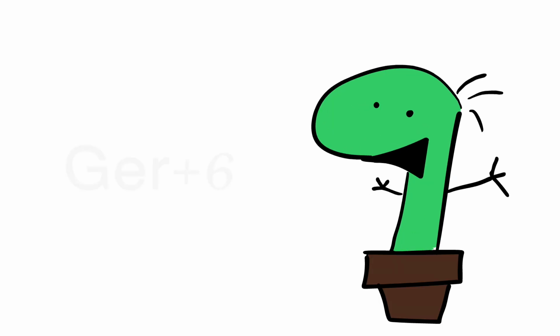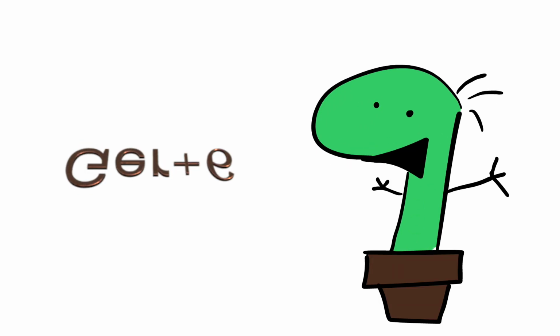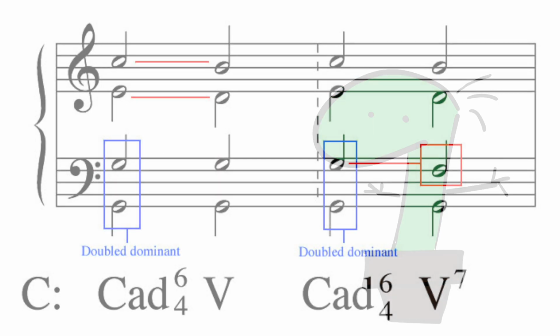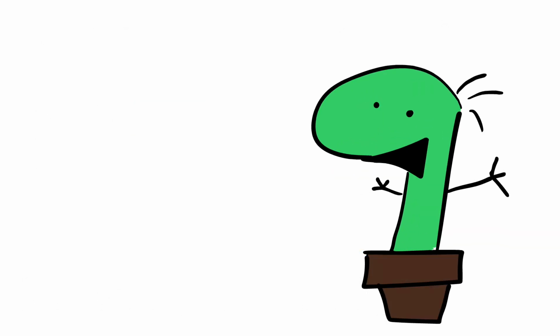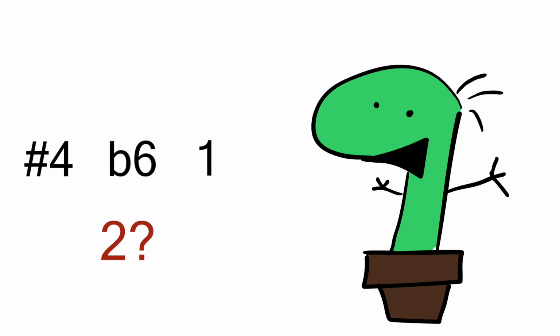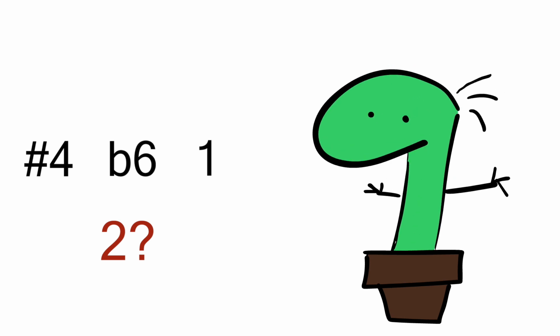Finally, we have reached the German augmented 6th. This is probably the least popular one, and you're about to see why, but it's still pretty cool. Now, instead of a 2, like the French augmented 6th, it will now be a flat 3. That makes our chord A flat, F sharp, C, and E flat.